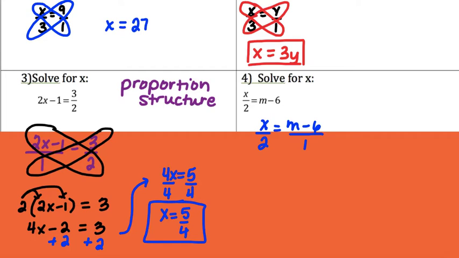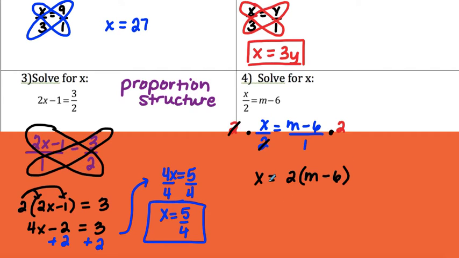Then I'm going to multiply both sides by 2, or cross multiply. So I'm going to use both methods here. Multiplying both sides by 2 would be like if we cleared fractions, which is the nice way of saying it. So the 2's on this side would cancel, and you'd get x equals 2 times m minus 6.